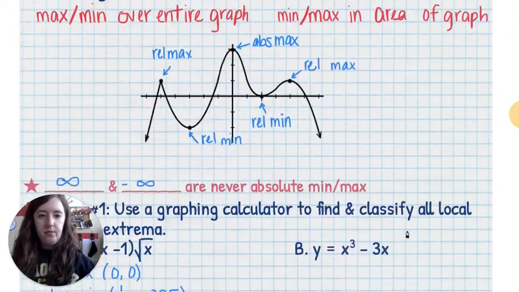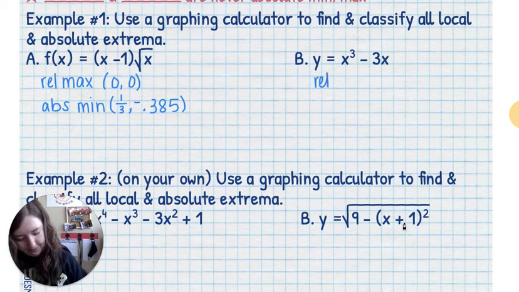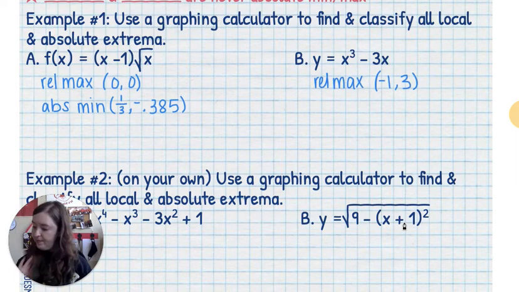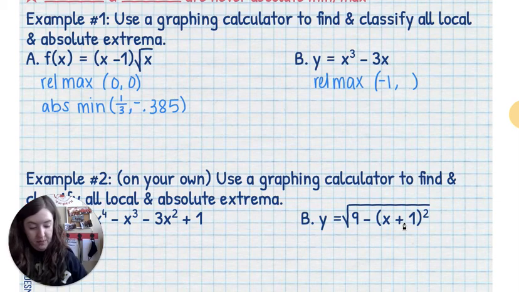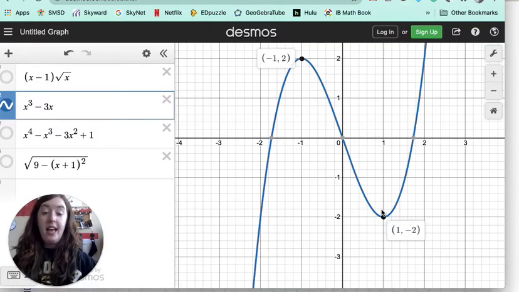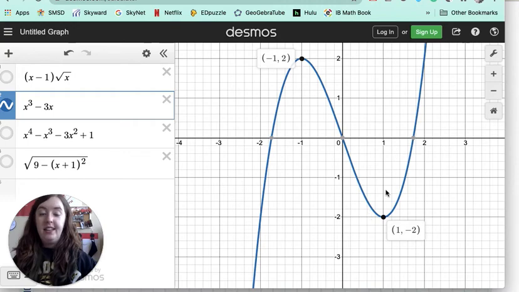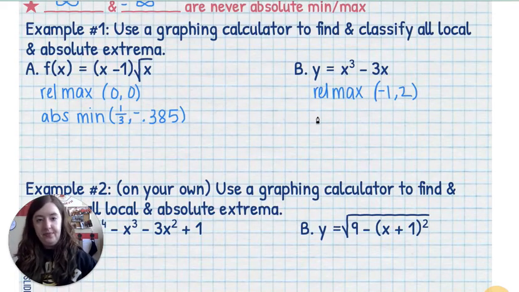Whoopsies. So we have a relative maximum at negative 1, 3. I'm sorry, 2. Negative 1, 2. My bad. Good deal. And then we have this point that is the lowest in its little area, but not overall. So he is a relative minimum at 1, negative 2.